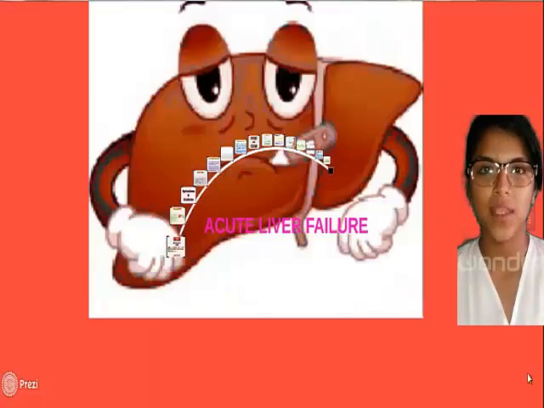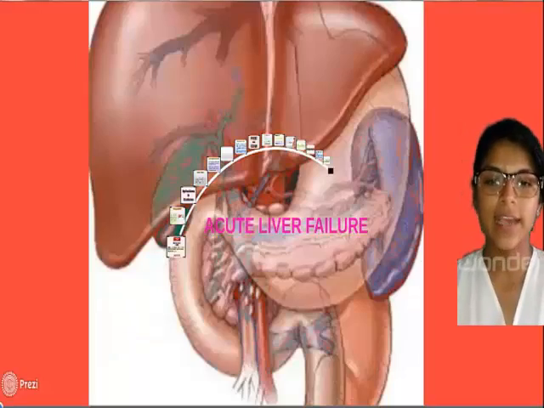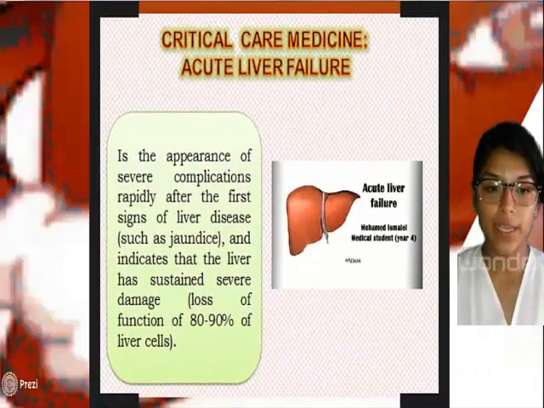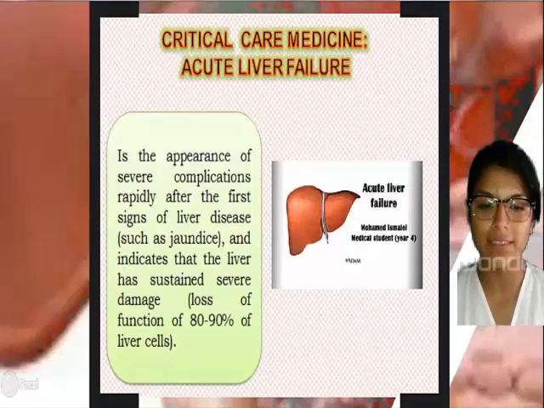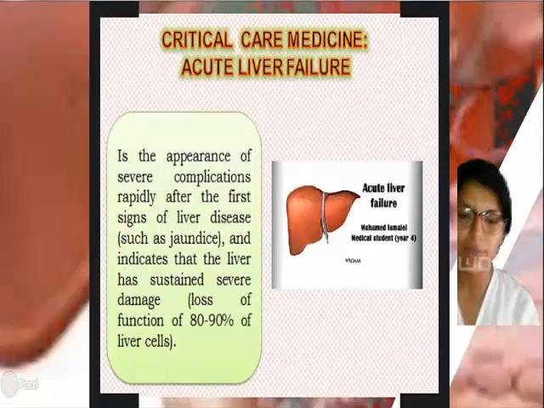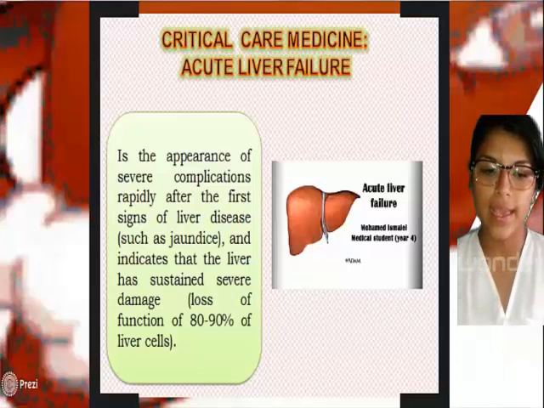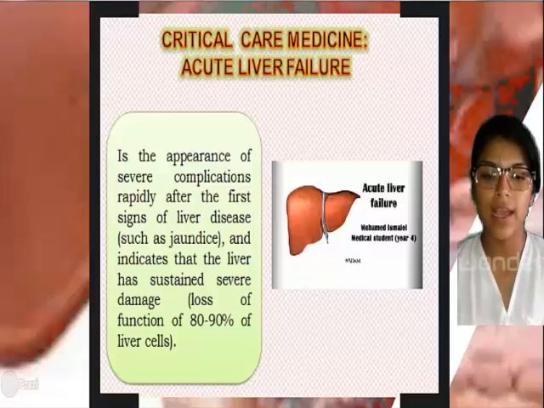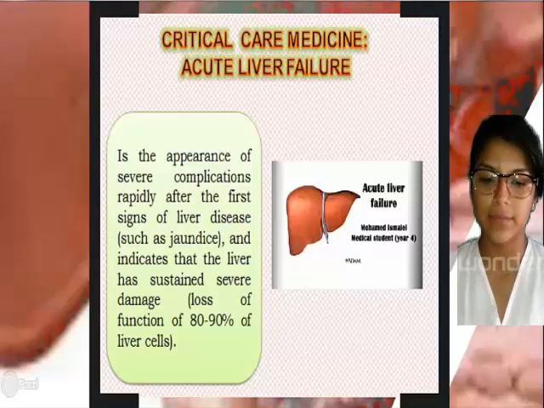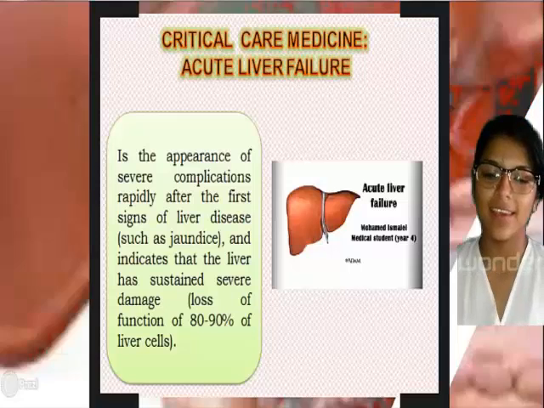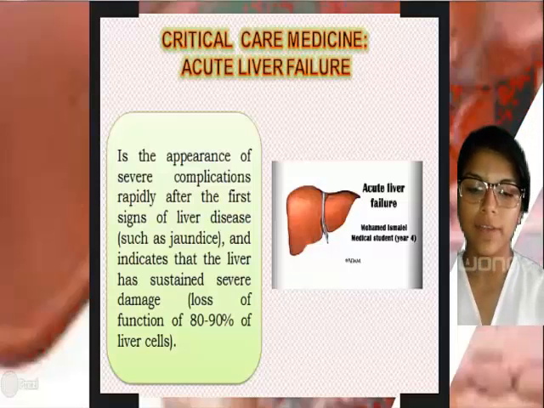Critical care medicine: acute liver failure is the appearance of several complications rapidly after the first signs of liver disease, such as hemorrhage, and indicates that the liver has sustained severe damage, with loss of function of 90% of liver cells.